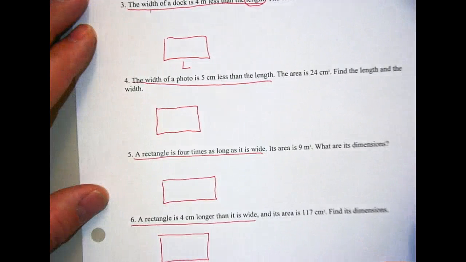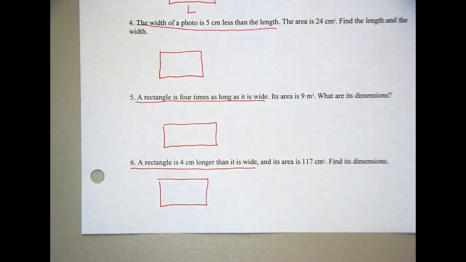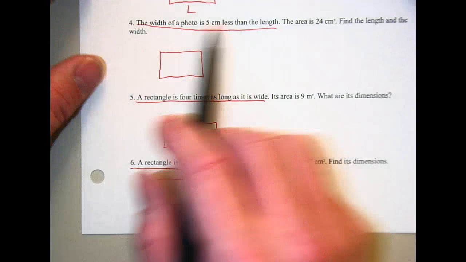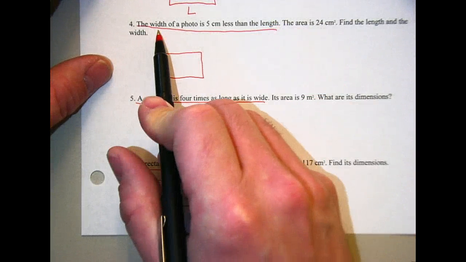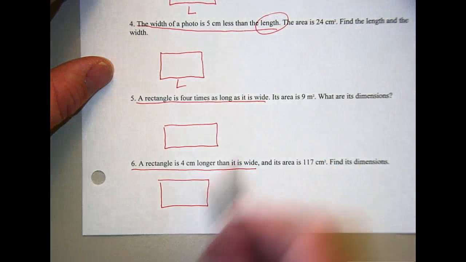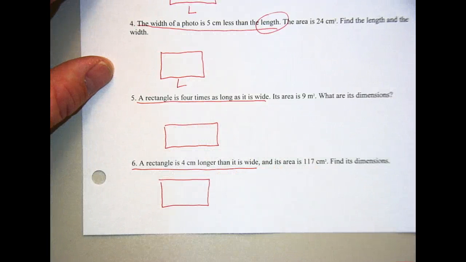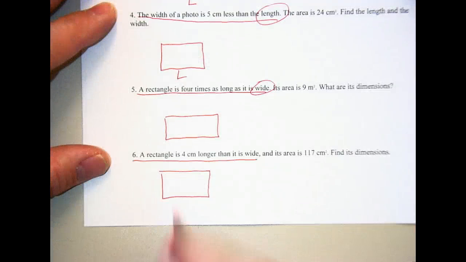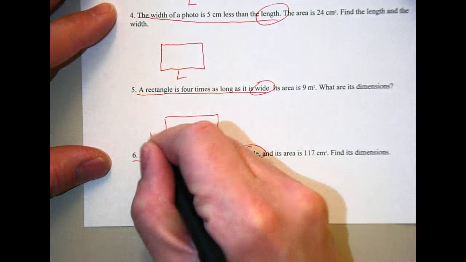All right, number 4, 5, 6. I want you to circle what you need to know first and label it in your picture, please. All right, number 4, the width of the photo is 5 centimeters less than the length. How many say we need to know width first? Length? Length is true. We need to know the length. Number 5, width or length? Who says width? Length? Good. Width. Okay, and 6, width or length? Width. Good. Width.